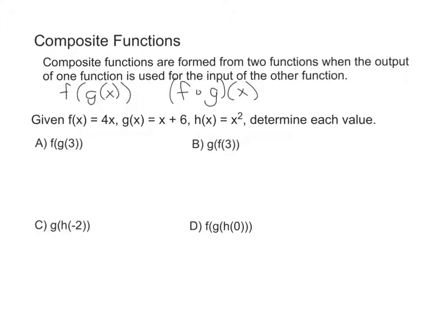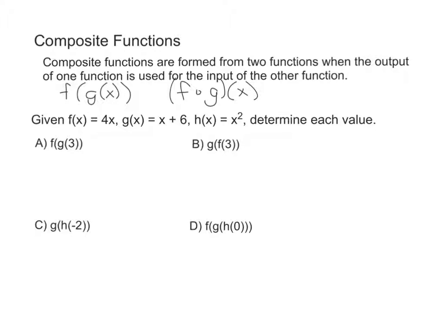And that's probably the most common way that you would see it written, but I like this other notation because it actually kind of tells you what to do. It says take g of x and use it as the input for f of x. So it's kind of a nicer way to write it. Kind of makes more sense.